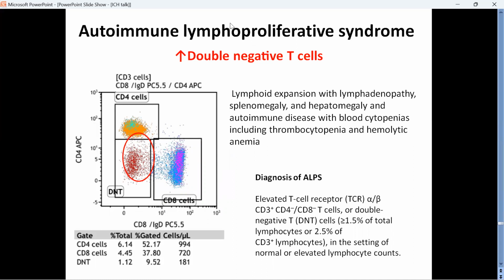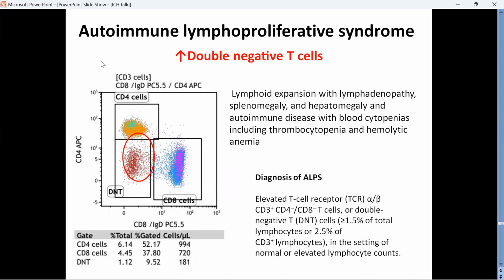This is one among the major criteria in diagnosing autoimmune lymphoproliferative syndrome, where CD3 positive, alpha beta positive T cells should be more in number. The elevated alpha beta positive T cells should be either greater than 1.5% of total lymphocytes, or greater than 2.5% of the total T cell population. Okay, so this is the criteria.